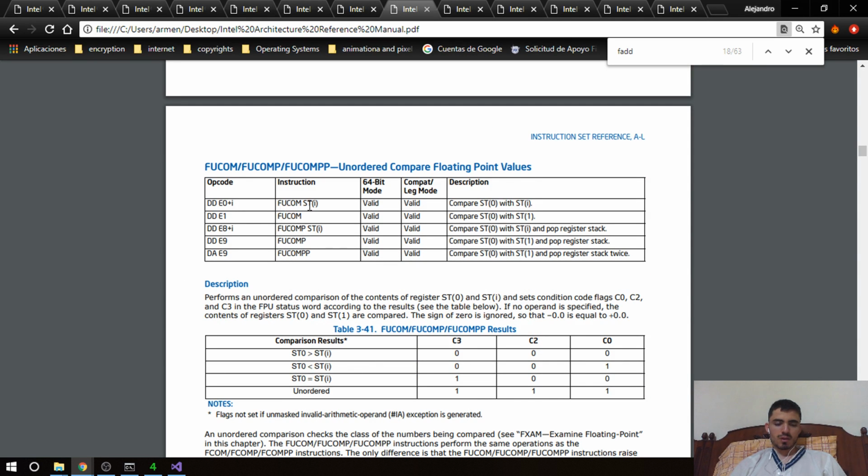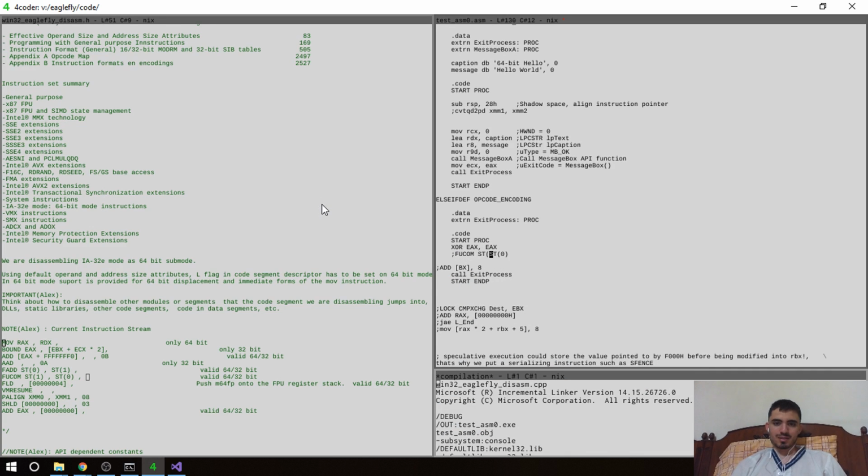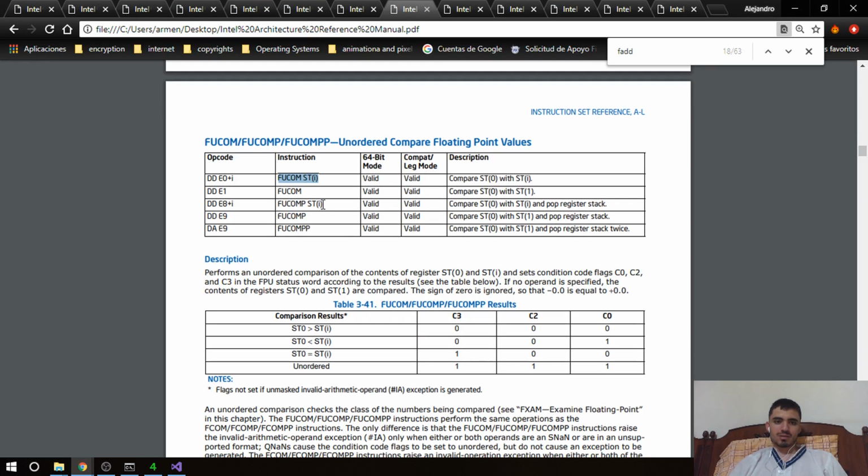Oh, I see. It has to be FUCOM STI. My bad, my bad. Yeah, it's implicit. So I printed both, but this has to be like this. It's not correctly done in the assembly because this zero is always implicit. So this assembly looked like this. And in fact, even though we can just say FUCOM and it would be the same.